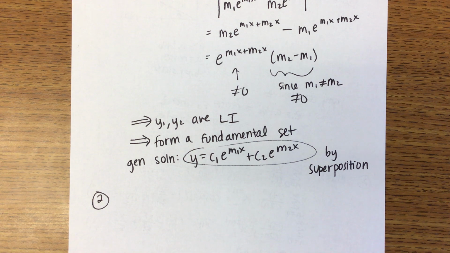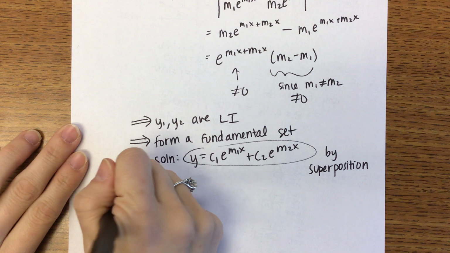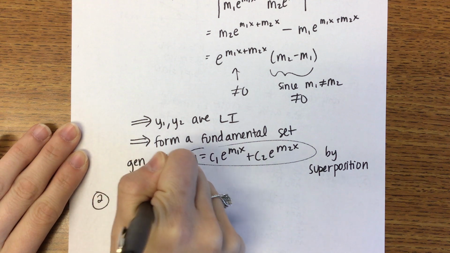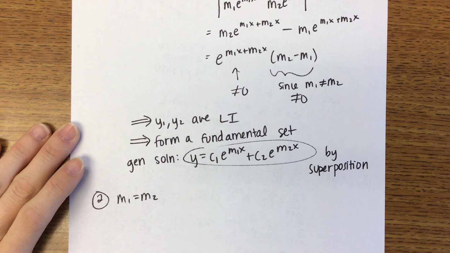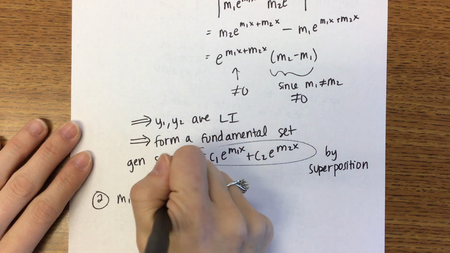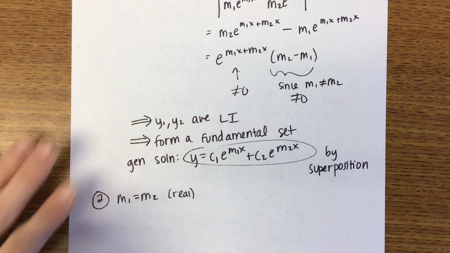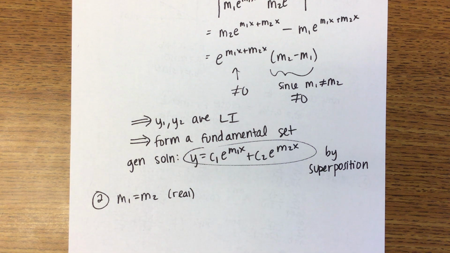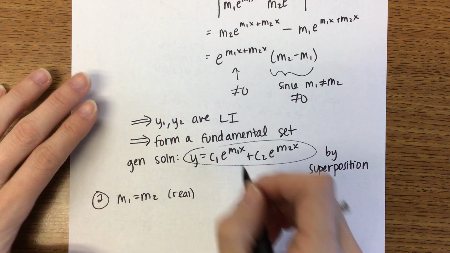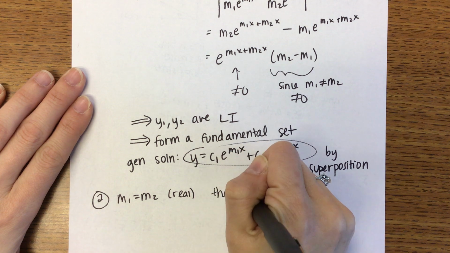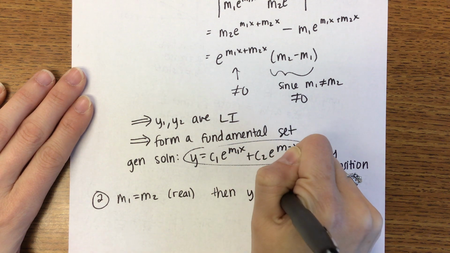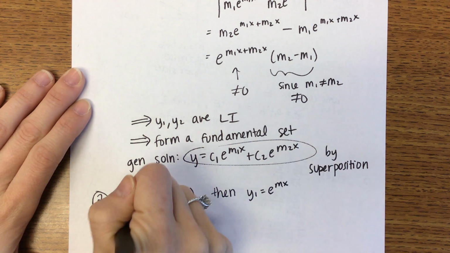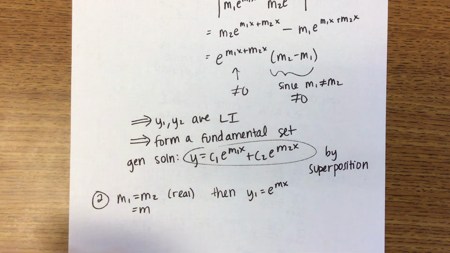Second case is we have one real root that happens twice. If this same solution happens twice, it has to be real. You can't have an imaginary solution that happens twice because they always come with their conjugate. So then we know that one solution is e to the mx. I'm just going to call these both m.